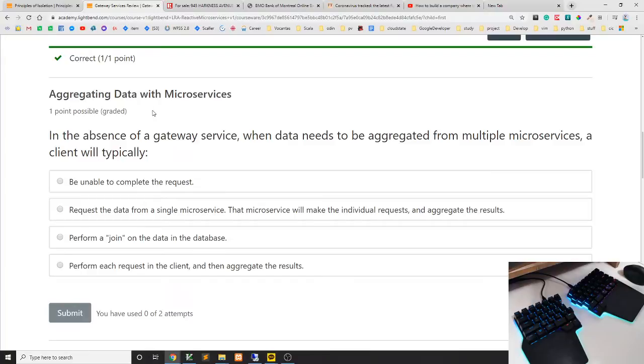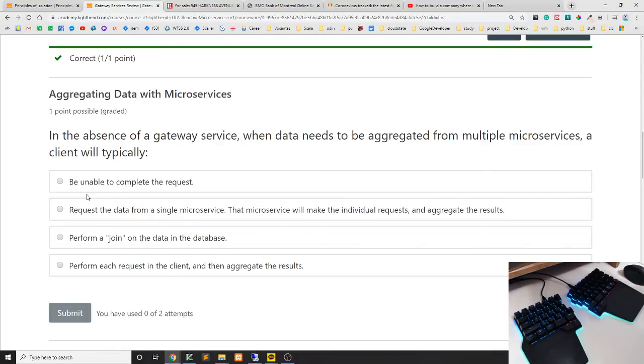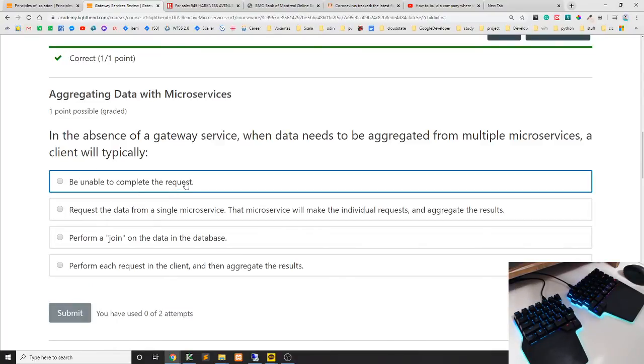Aggregating data with microservices. In the absence of a gateway service, when data needs to be aggregated from multiple microservices, a client will typically be unable to complete the request. That shouldn't be an answer, because if it is unable to complete the request, it means that the whole system will have failed.